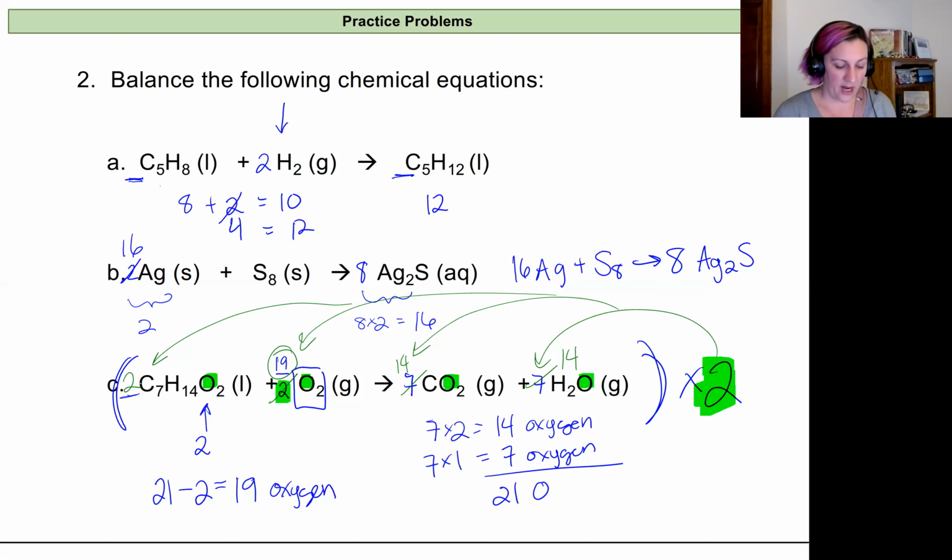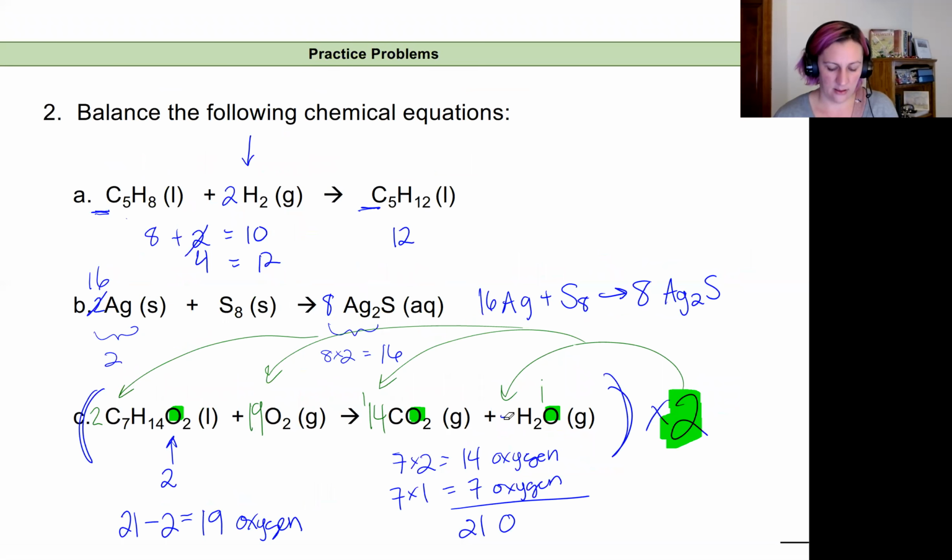So I can rewrite that, just to clean this up, make this a 2. This is now a 19. I have a 14 and another 14. And now I have a balanced equation.